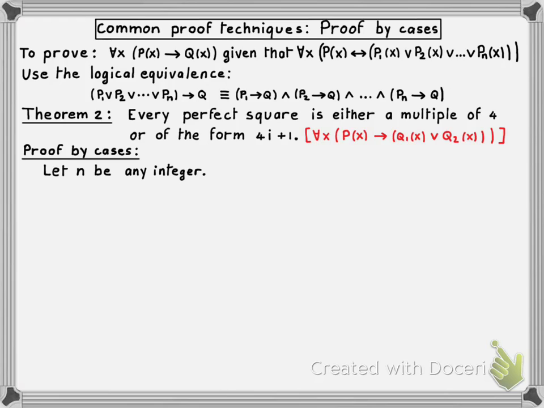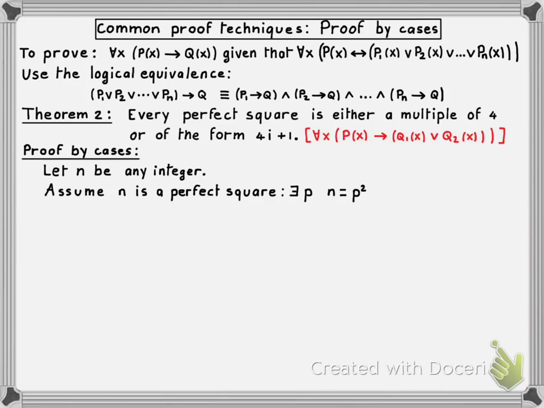P of x is the assumption that n is a perfect square, which by definition means that there exists a positive integer p such that n can be written as p times p, or p squared. So what remains to be proved now is that p squared is either a multiple of 4 or is of the form 4 times I plus 1.